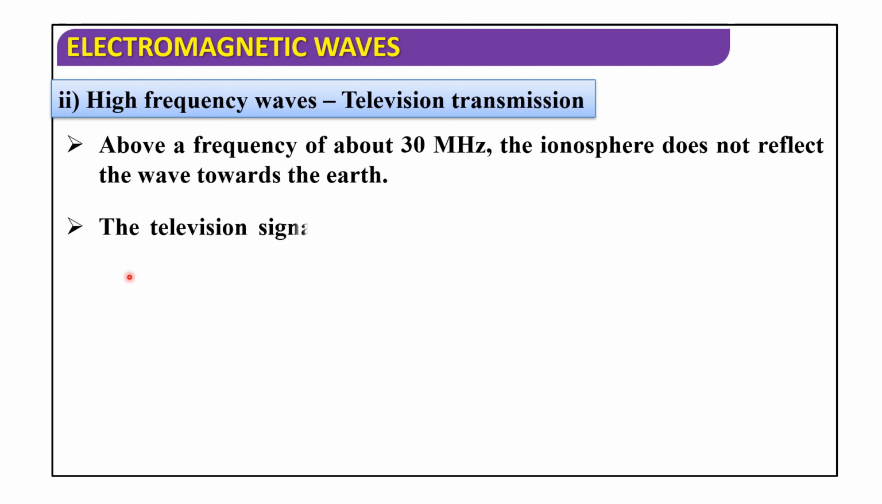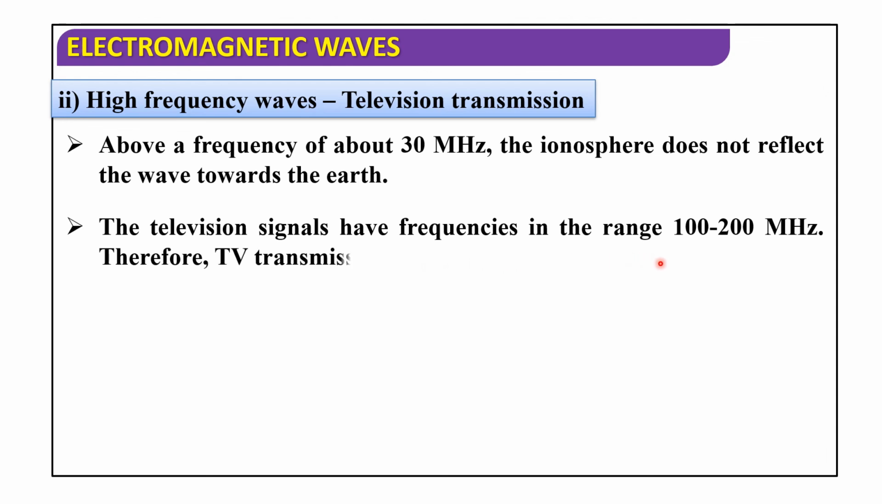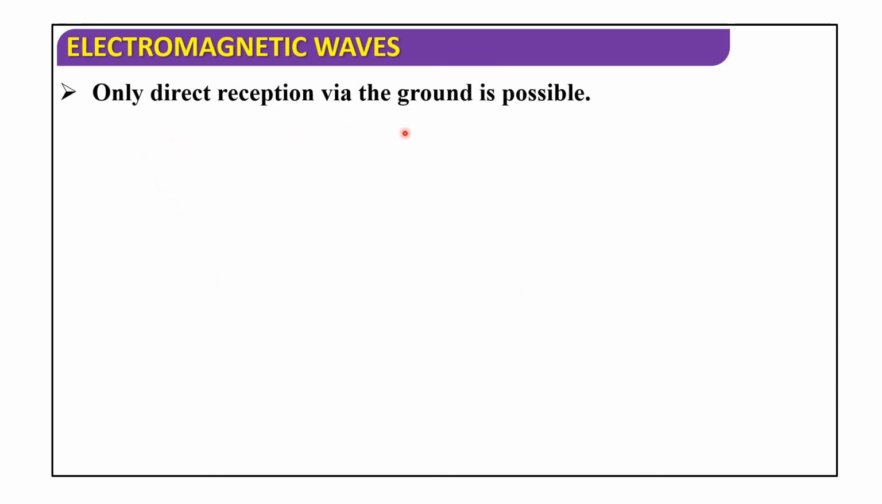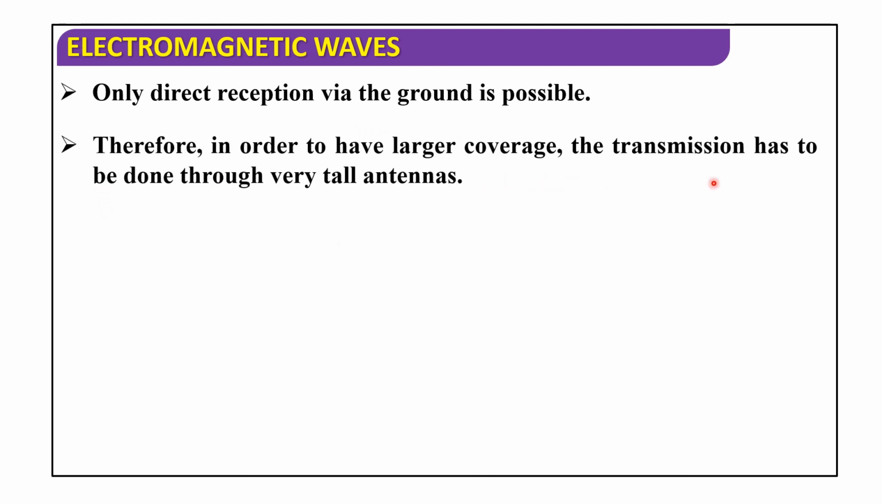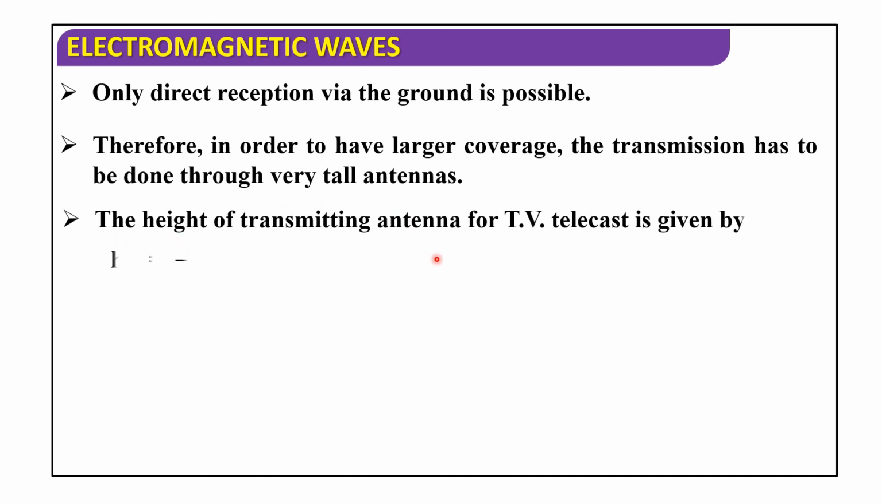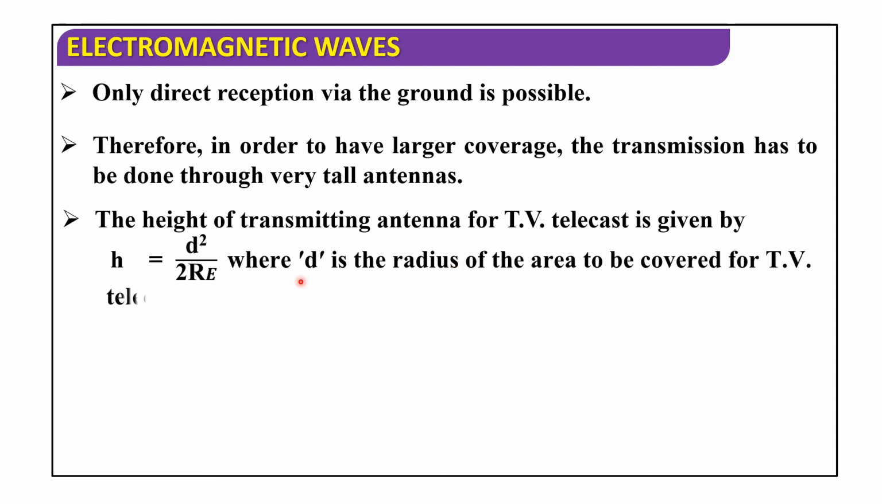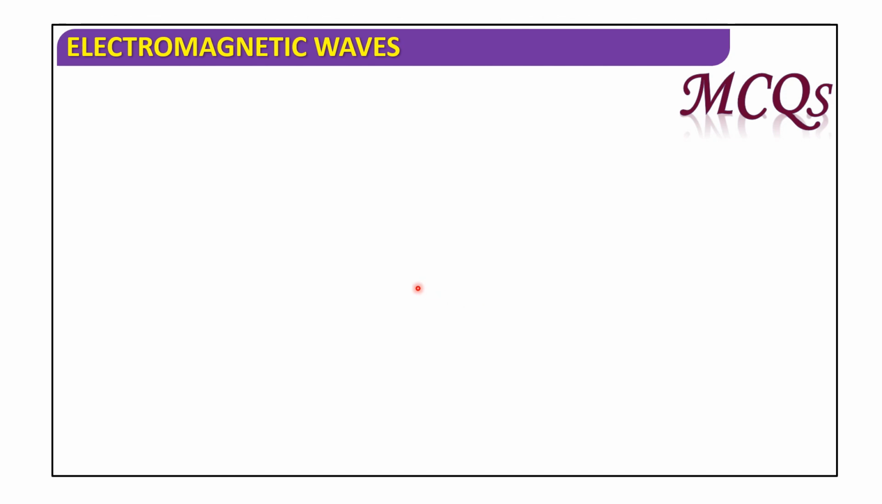So the television signals have frequencies in the range 100 to 200 megahertz. Therefore, a TV transmission via sky is not possible. Only direct transmission via ground is possible. So in order to have larger coverage, the transmission has to be done through very tall antennas. The height of transmitting antenna for TV telecast is given by h equals d squared by 2R_E, where d is the radius of the area to be covered for TV telecast and R_E is the radius of the earth. Now I will discuss MCQs.